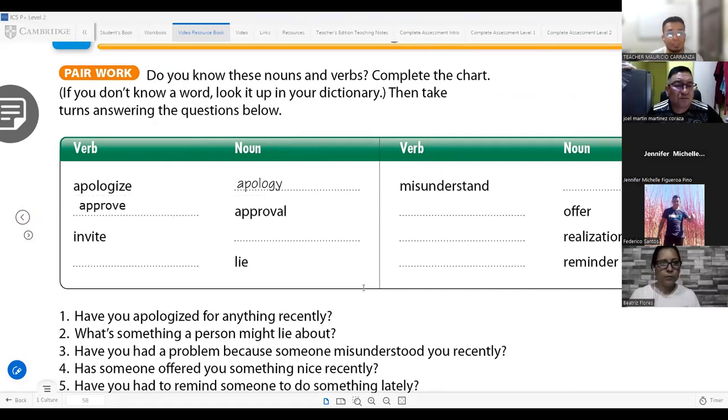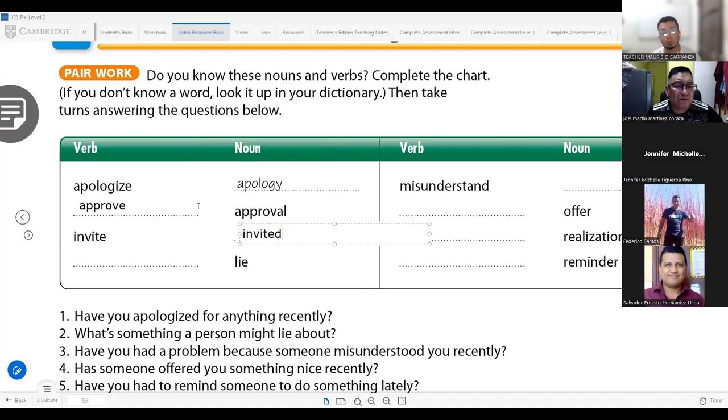And then we have invite as a verb. What would be the noun? Invited? You sure? Okay, Salvador says invited. Somebody who has a different idea? No? Okay, in this case it's invitation. Invite, invitation. Then we have lie as a noun. What is the verb? Lie. The verb is the same, right? Lie.